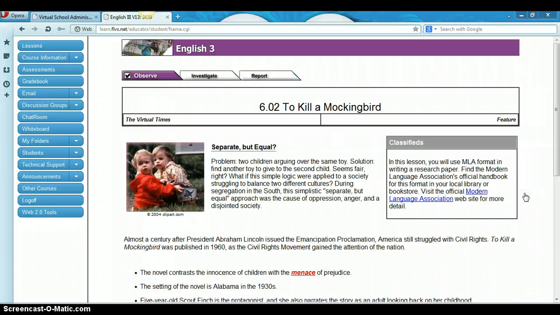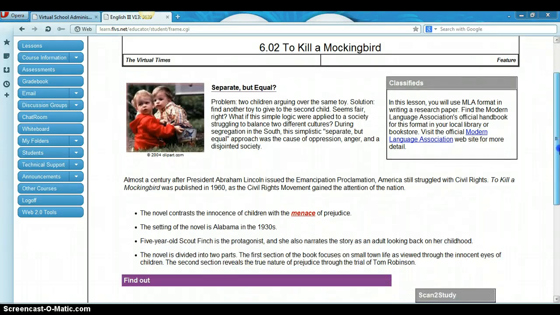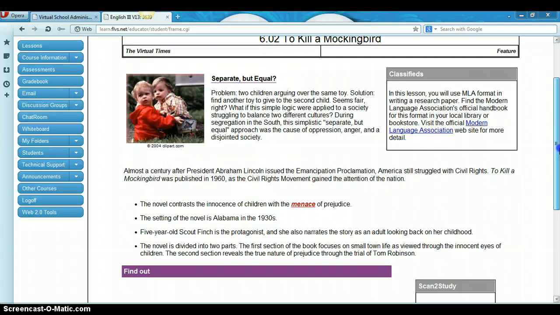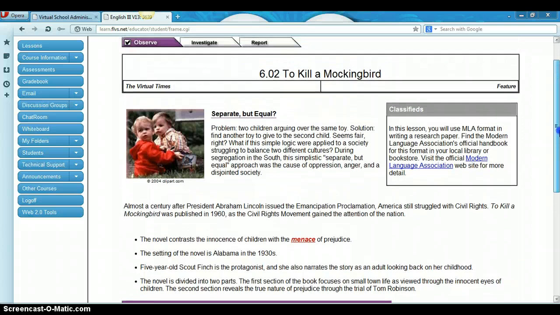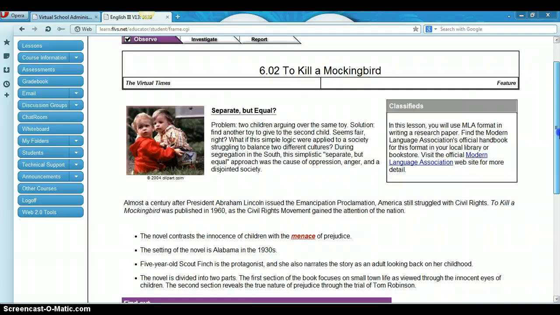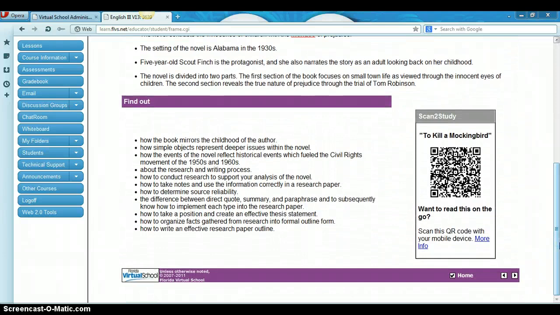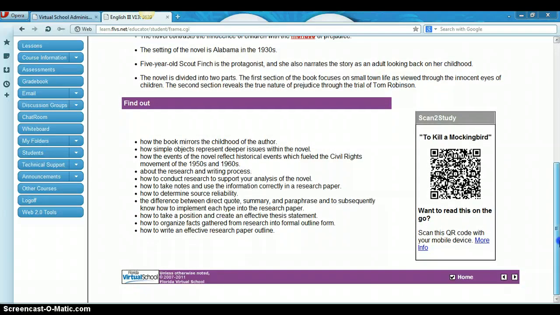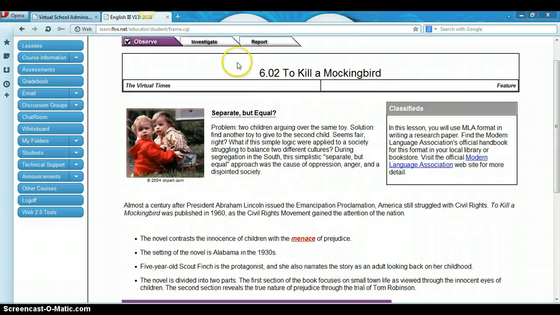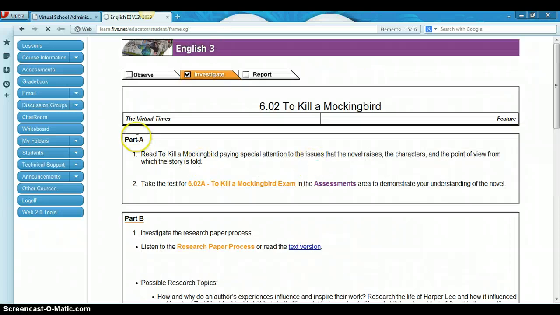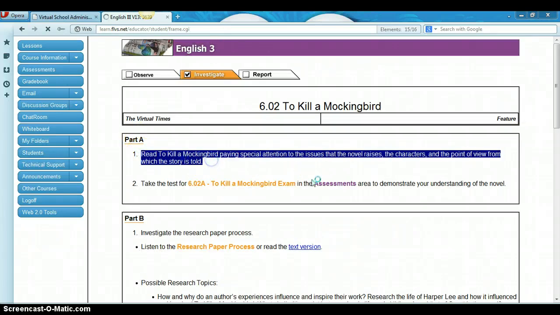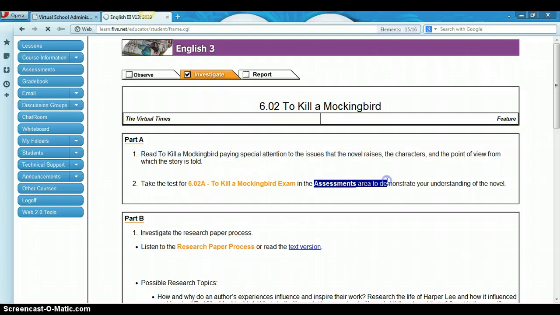Okay, now let's take a look for 602. Now remember, 602 B and C have to deal with the research paper, so make sure you watch that separate video. But for 602A, it does require you to read the novel and then take the quiz that goes along with it. So you can see in Part A, it tells you what to do, and then you're going to go to the assessment area to take that quiz. Again, should you need help with that, just let me know.